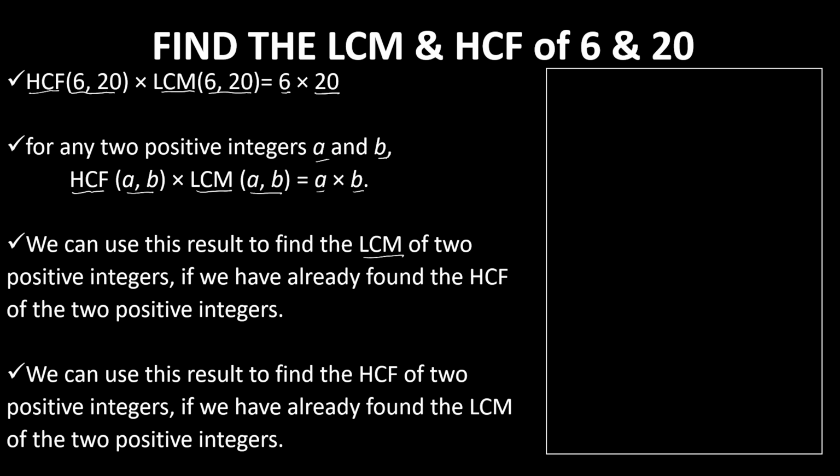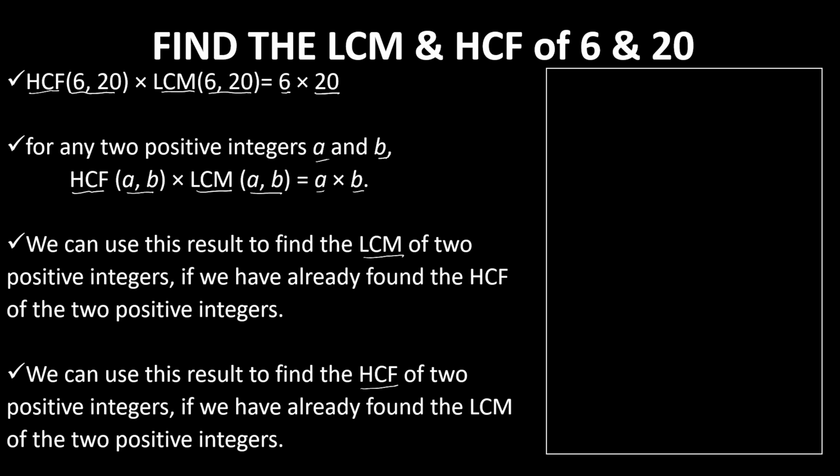Similarly, we can use this result to find out the highest common factor of any two positive integers if we have already found out the lowest common multiple of two positive integers. And also, if in the question you have been given lowest common multiple and highest common factor and one of the numbers itself, you can easily find out the other number by using this statement.